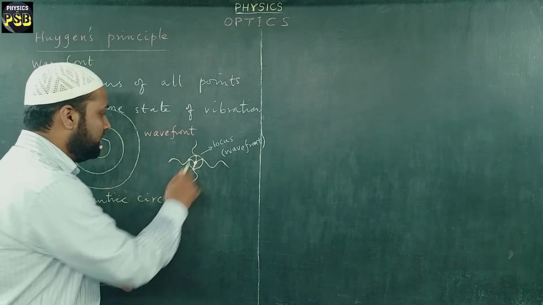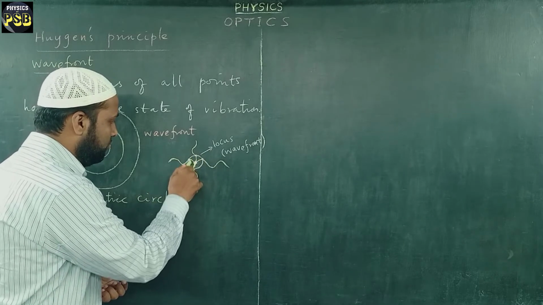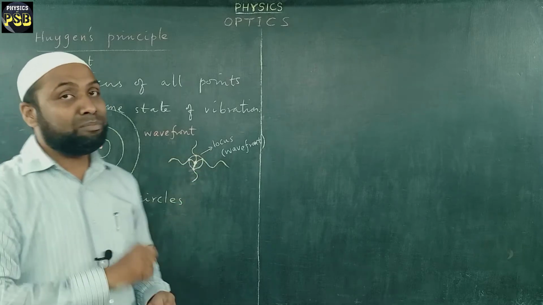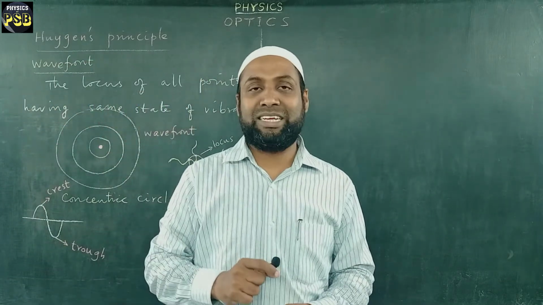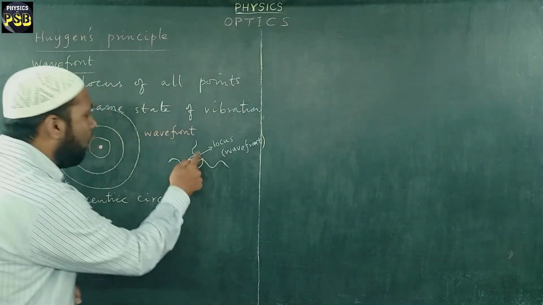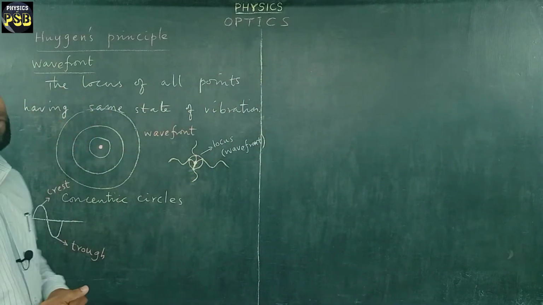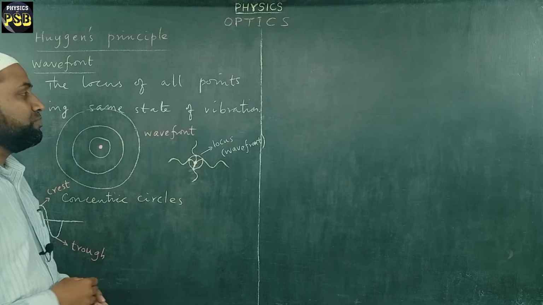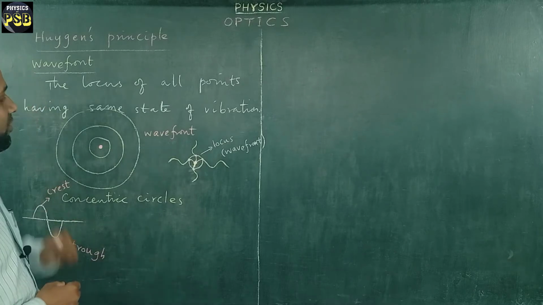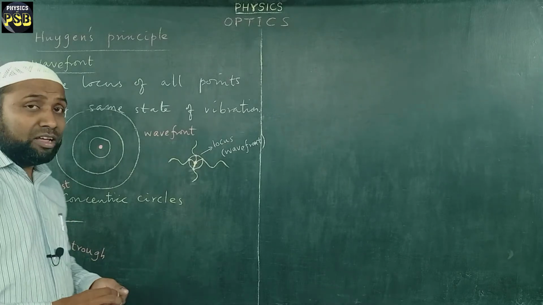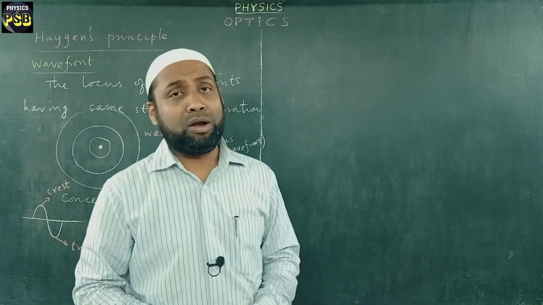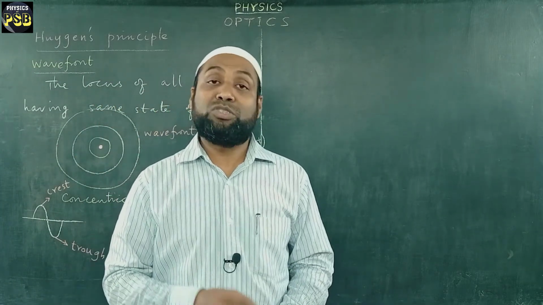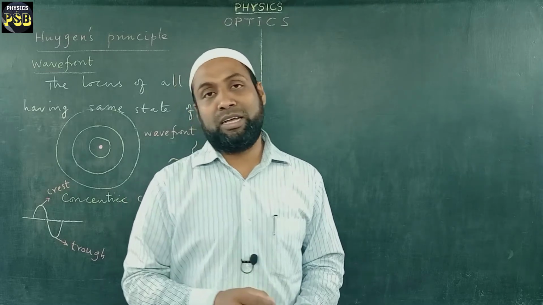Wavefront is nothing but the locus of all points having same state of vibration. See, these points 1, 2, 3, 4 have same state of vibration. All of them are taken in the first crest. So the locus of all points having same state of vibration is referred as wavefront. And the wavefront is of a different shape depending upon the shape of the source which has produced it.